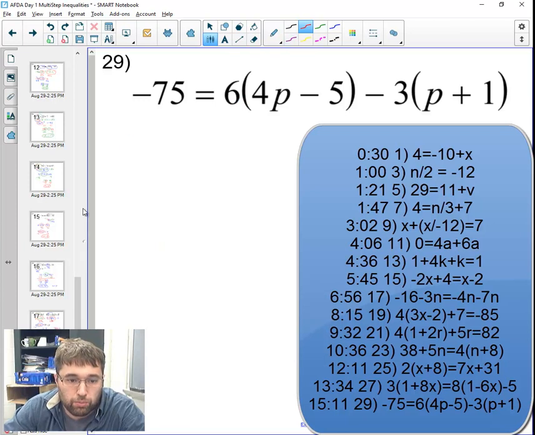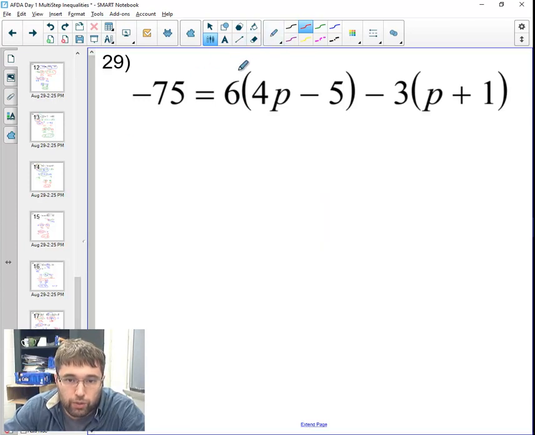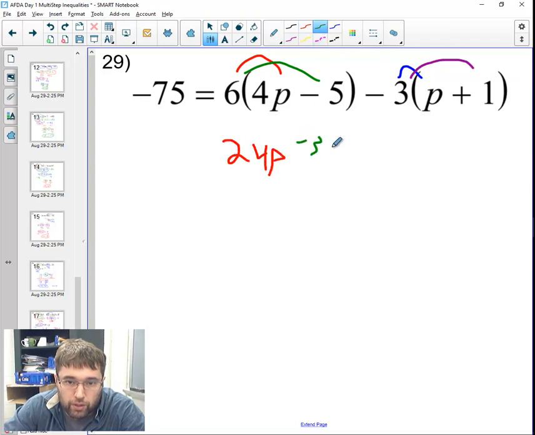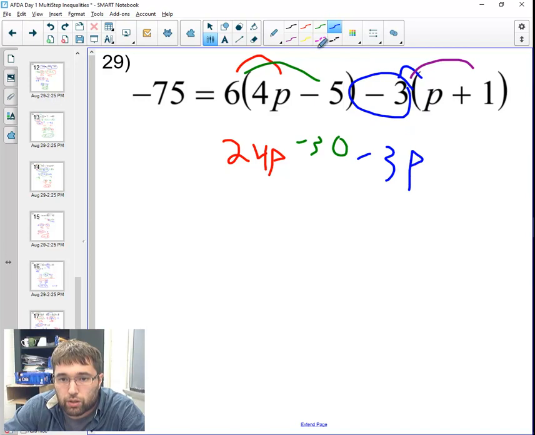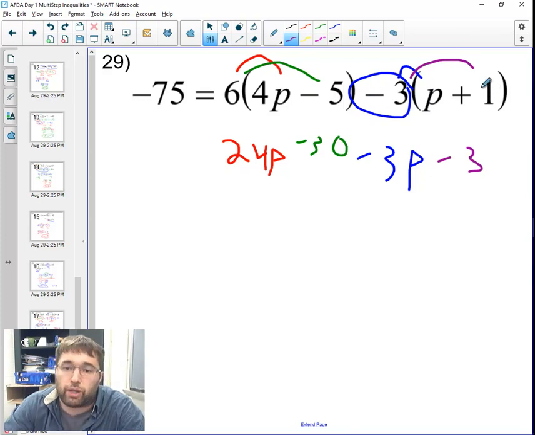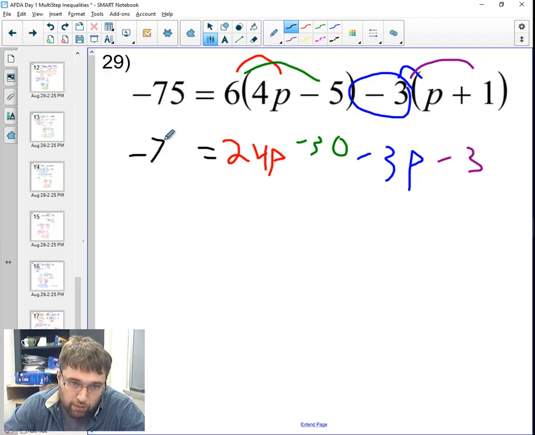And the last problem for the day. We distribute, and we distribute all on the same side. So we have 24p minus 30. And now realize when we distribute this, we distribute the negative sign. So it's negative 3p minus 3. And this is where you're going to mess up on that minus sign right there. You're not going to distribute the negative sign to the second term. Make sure you do that, and that's why we circle that. And then bring down the rest, negative 75.